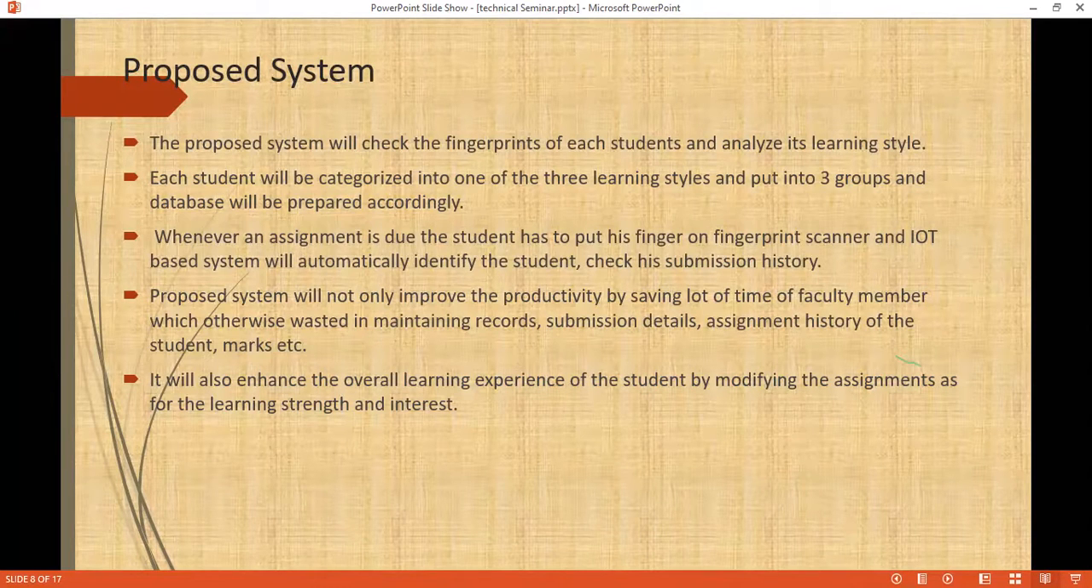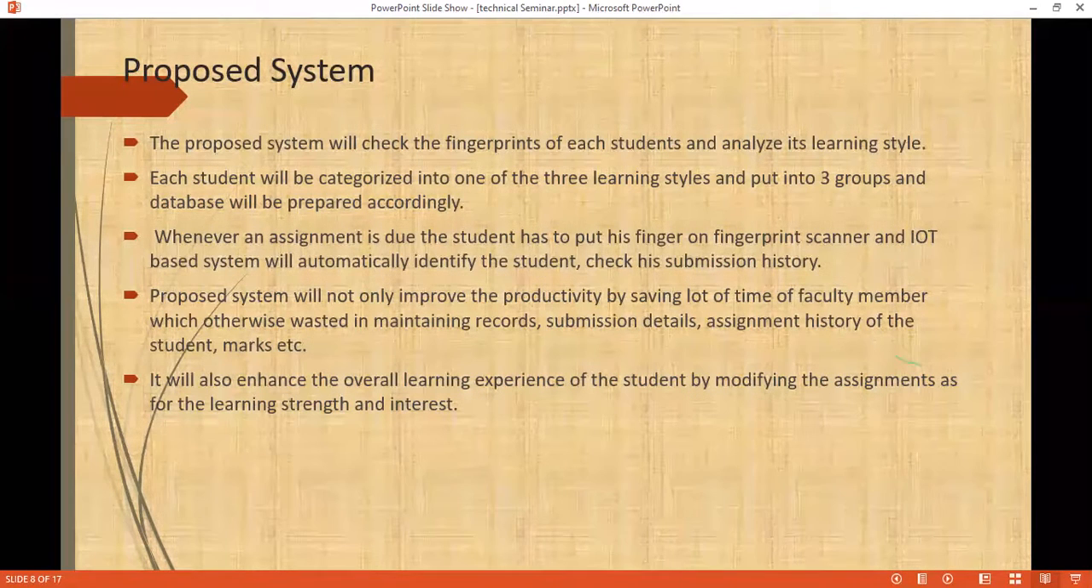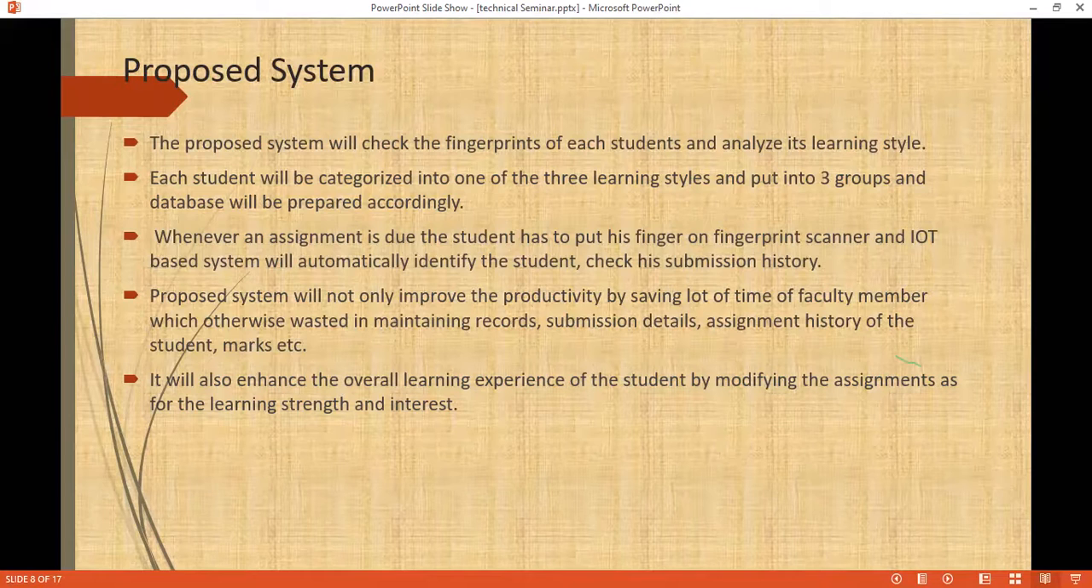It will also enhance the overall learning experience of the students by modifying the assignment as per the learning style. When we assign according to their learning style, like if you are expert in the auditory learning style, and you assign through that way, you can understand very easily and keep good knowledge about the subject easily.